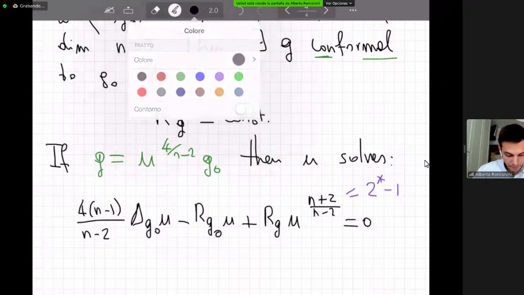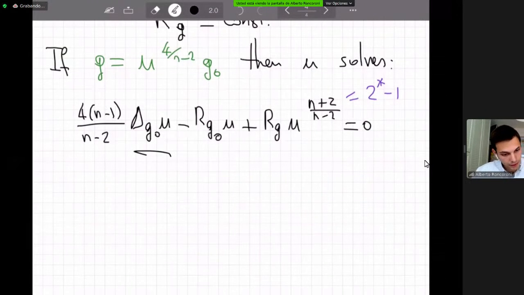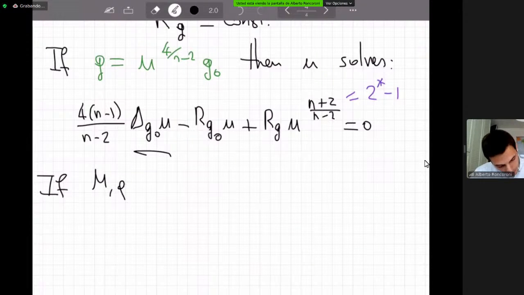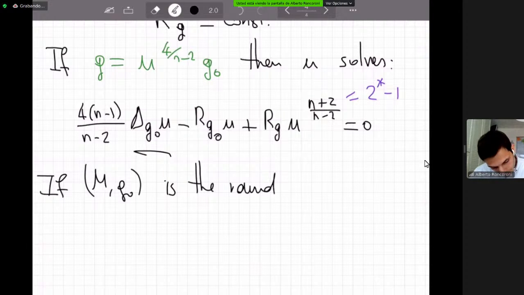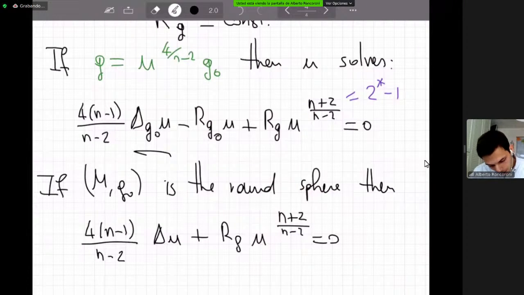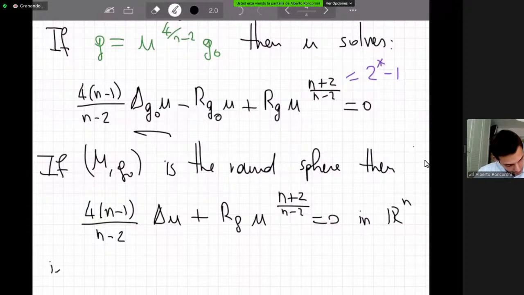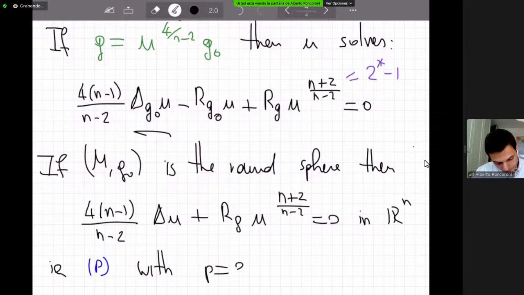So here we have the Laplace-Beltrami, and here we have the right exponent. To simplify this equation, of course, one can consider the round sphere. If g0 is the round sphere, then by applying the stereographic projection, we can project this equation in R^n. So then we have exactly this equation: the Laplace-Beltrami becomes the usual Laplacian, plus R_g u to the (n+2) over (n-2) equals 0 in R^n. Okay, so this is, up to constants, our equation. So this is our problem P, with p equal to 2, so for the Laplacian.